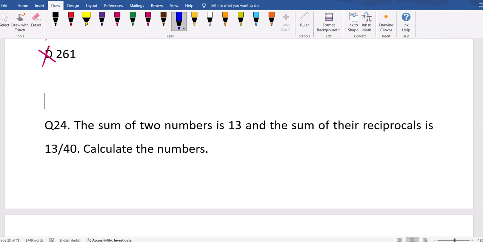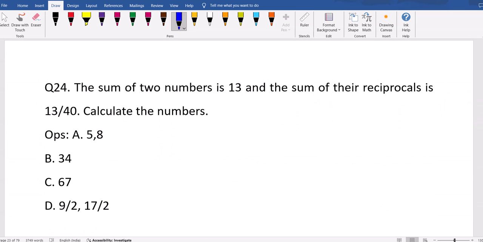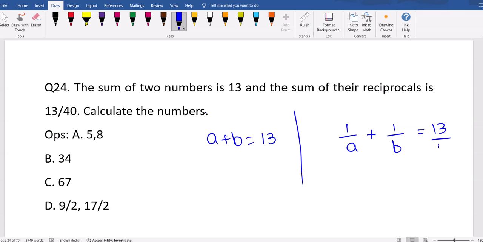Now see again, a bit similar questions. Sum of two numbers is 13. Their reciprocals' sum is equal to 13 upon 40. It should be like 8 into 5, 40. 8 plus 5, 13. I think this will satisfy. You can use option verification, since they have given the numbers already.